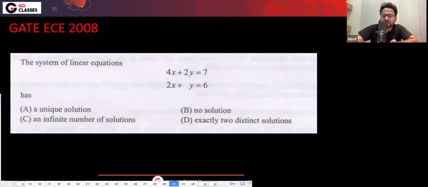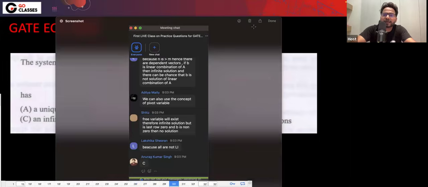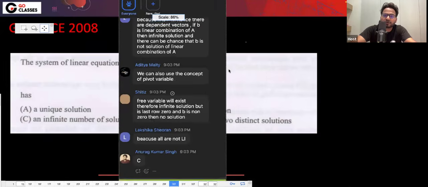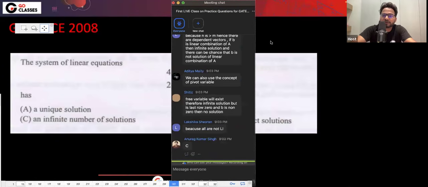Now let's just go to the next question. I hope you understood this question. Yes, there are many other ways to solve linear algebra questions. So Aditya is asking, can we solve this question with the concept of pivot variable? Yes, you can definitely solve. In linear algebra, there are always many ways to solve a single question. But currently, I am solving based on what we have studied till lecture 4.